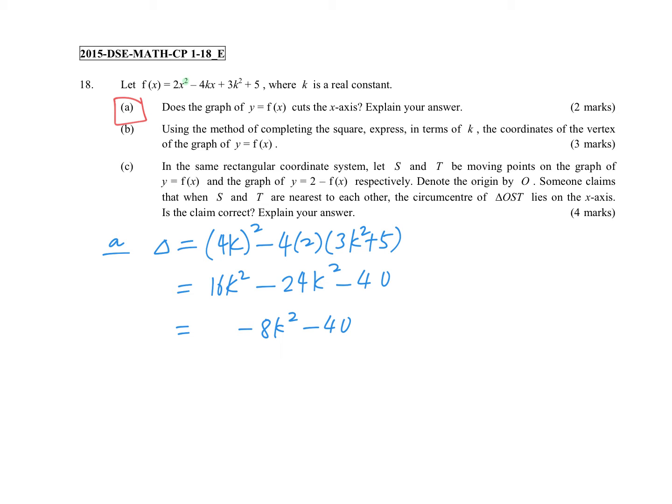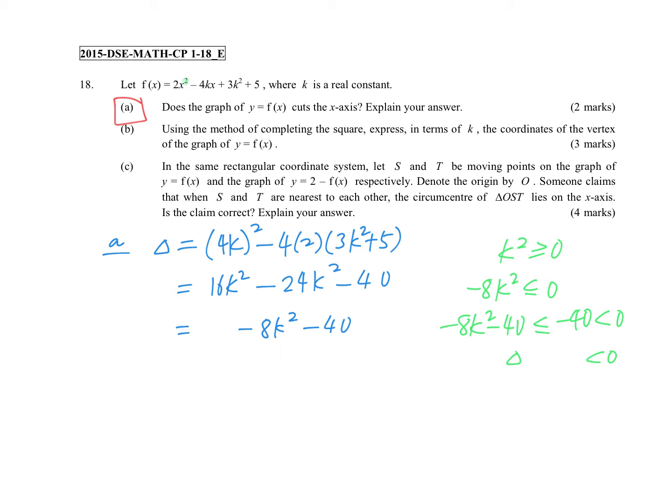And then here you can see, first of all, maybe I'll try to explain a little bit. k squared would be non-negative for all k. After you multiply both sides by negative, negative k squared would be less than or equal to 0. And then if you subtract 40 from both sides, that would be less than or equal to negative 40. And then negative 40 is less than 0, so that's why delta is less than 0.